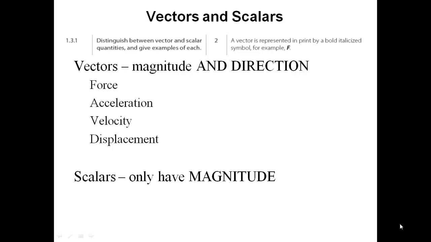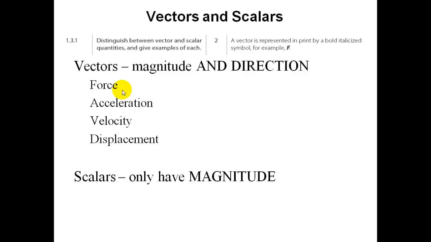The last section is on vectors and scalars. The difference between vectors and scalars is that vectors have magnitude and direction, whereas scalars only have magnitude. For example, force is a vector because it has magnitude and direction. Acceleration, the direction of acceleration is important, so therefore it is a vector. Velocity is also a vector.